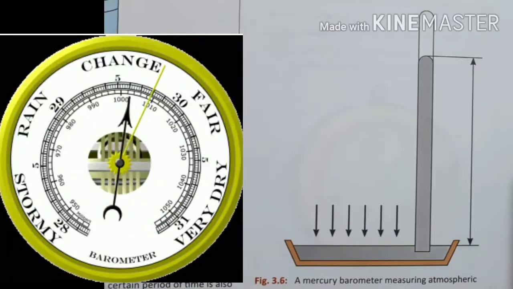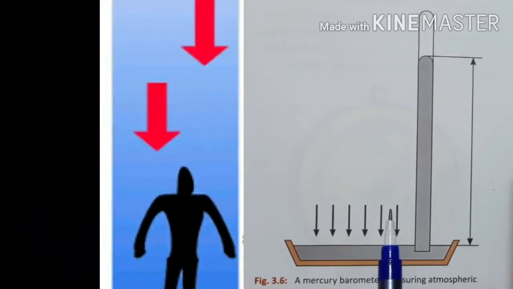Atmospheric pressure can be measured with the help of barometers. There are two types of barometers. Here, this is the diagram of the mercury barometer. In this barometer, mercury is used for measuring the atmospheric pressure.